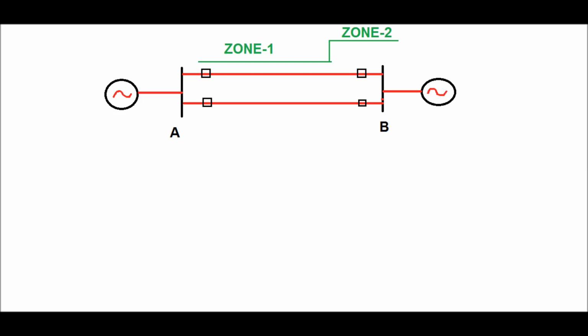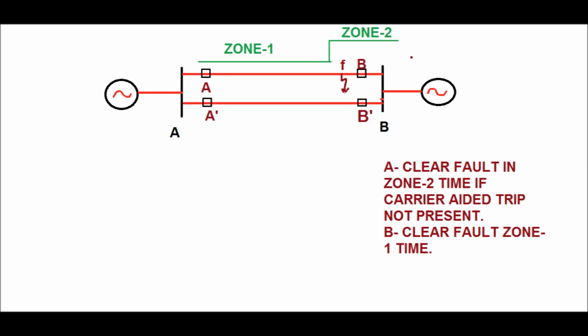There exists one double circuit line between substation A and substation B. Zone 1 and Zone 2 coverage from substation A has been shown via the green line. Consider a fault occurring in line AB at point F, which is in Zone 2 from substation A.